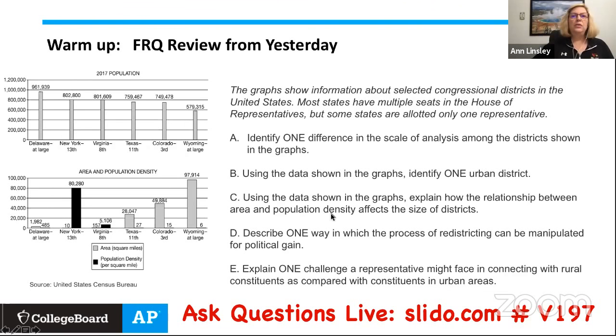So part C, using the data shown in the graphs, explain how the relationship between area and population density affects the size of the districts. So keep in mind, district boundaries are drawn with the goal that each district will have approximately the same size population. Now, how would I know that?